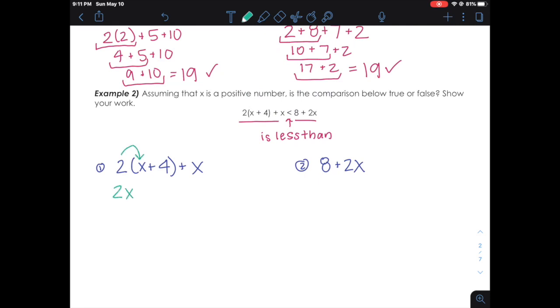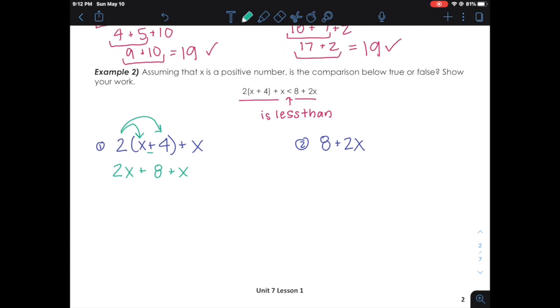So I'm going to distribute my 2, and you know that when we distribute and they hit each other, they multiply. So 2 times x would just be 2x. Got a plus sign, so let's bring that down, and distribute to our second term. Again, when they hit, the terms are multiplied. So 2 times 4 gives us 8. And then we bring down that last x.